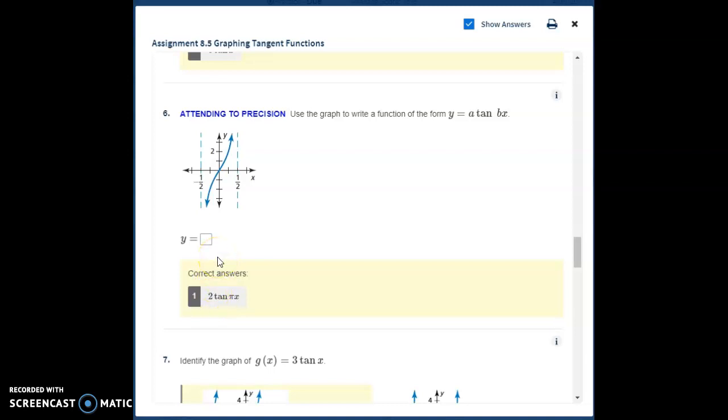And then b is found by taking the period, and the period on here goes from negative 1/2 to 1, so the period is 1, and so then it would be pi over b, so 1 equals pi over b, and then if you do the math, you find that b is equal to pi. So b is pi, so it's 2 tangent of pi x.